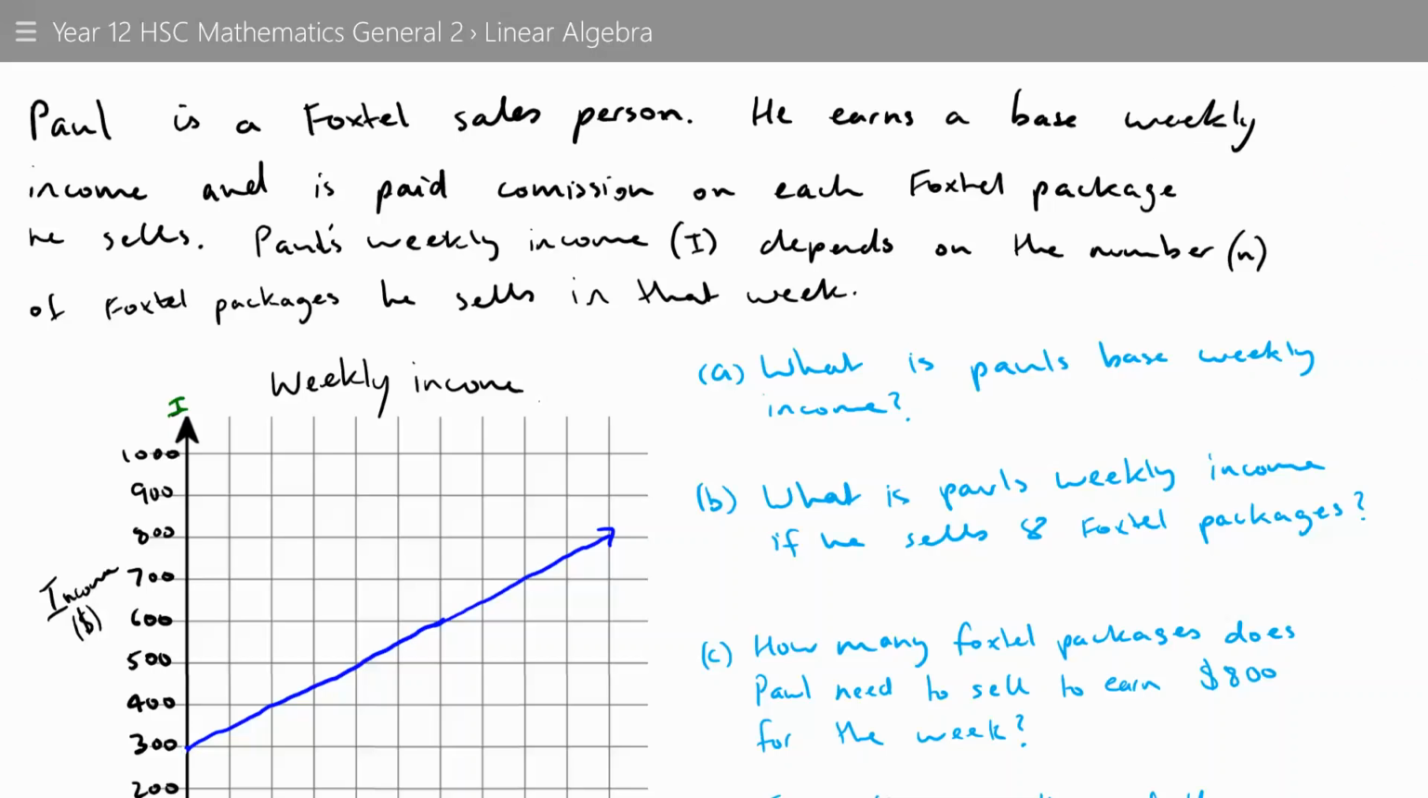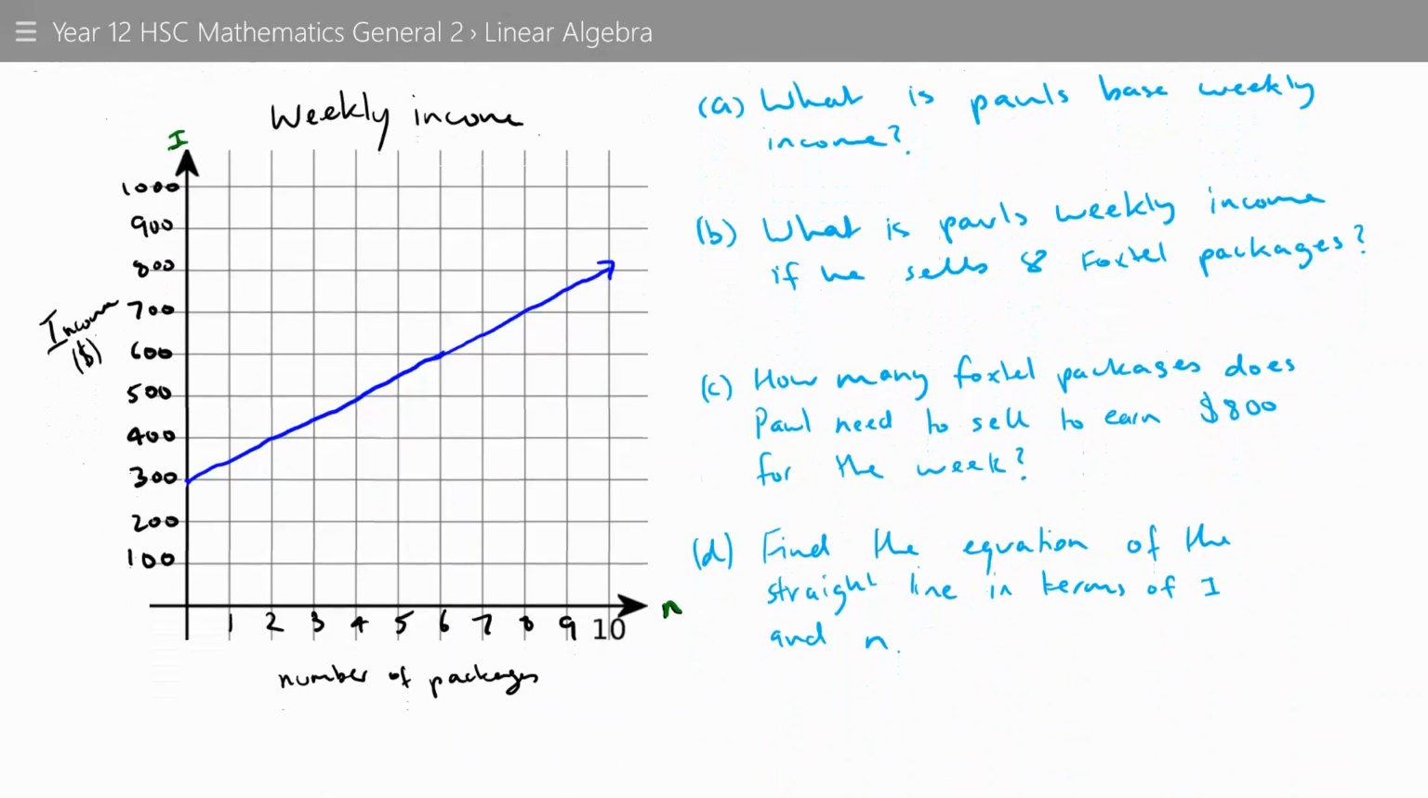Let's jump straight into the questions. What is Paul's base weekly income? This is the initial amount before he even starts selling Foxtel packages. Well, let's have a look. I want to know when there's 0 packages sold, which is right here. Let's go up. We're looking at this amount here, right on the y-axis. That is at 300. So the base weekly income, or that retainer, is $300. So before he even sells any packages, he gets 300.